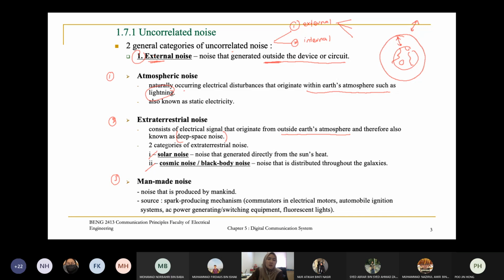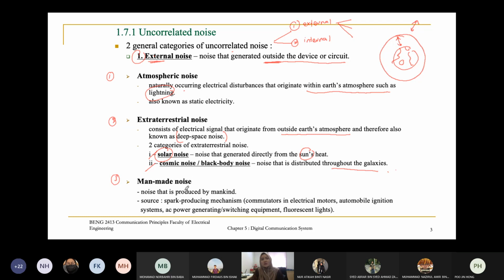Okay, so what is solar noise? From its name, you already know that solar noise is generated directly from the sun, from the sun's heat. While the second one, cosmic noise or black body noise, is the noise that is distributed throughout the galaxies. Okay, and the third external noise is what we call man-made noise.